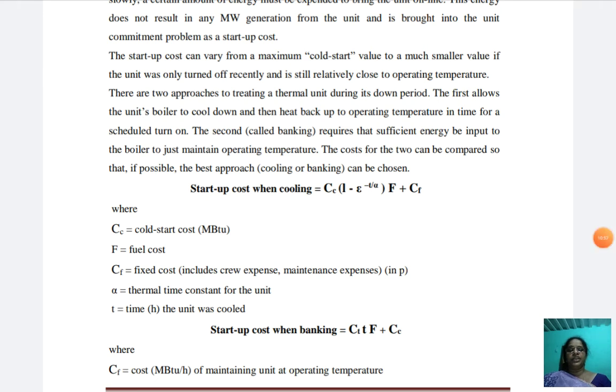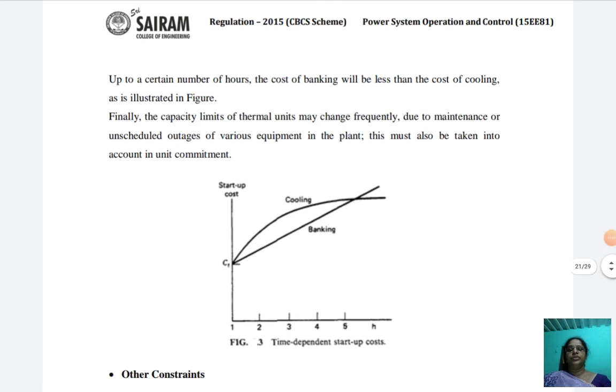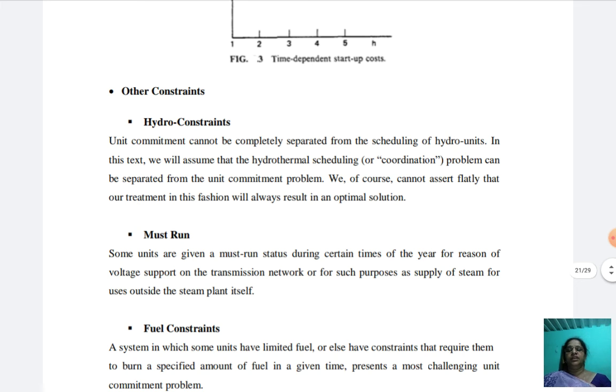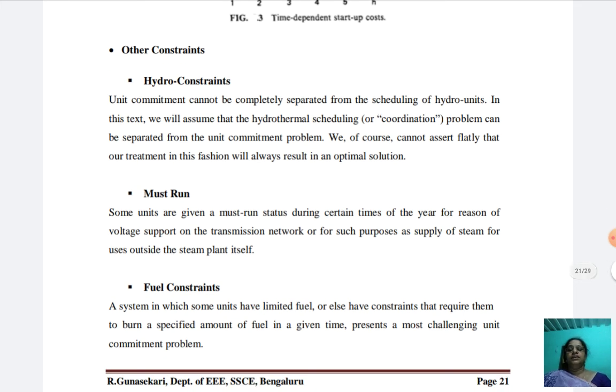Then for the third constraint, now you draw the diagram. This diagram clearly represents the cooling curve and the banking curve of the generator. Then we have to draw the startup cost parameter and time dependent startup cost. We can get the cooling curve and banking curve of the power system. Then other constraints means hydro constraints, must-run constraints, and then fuel constraints.